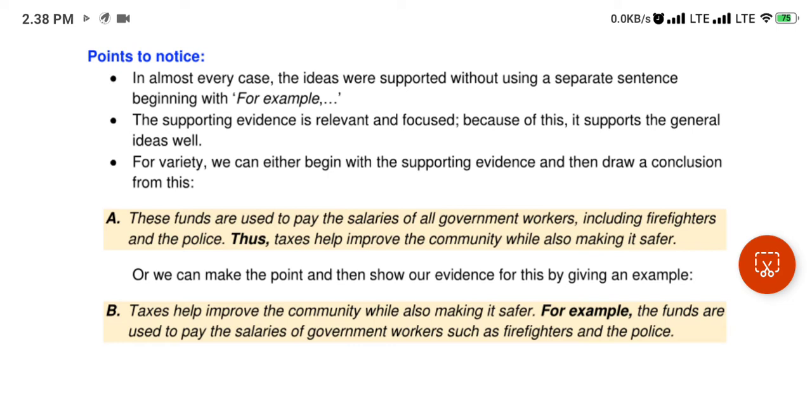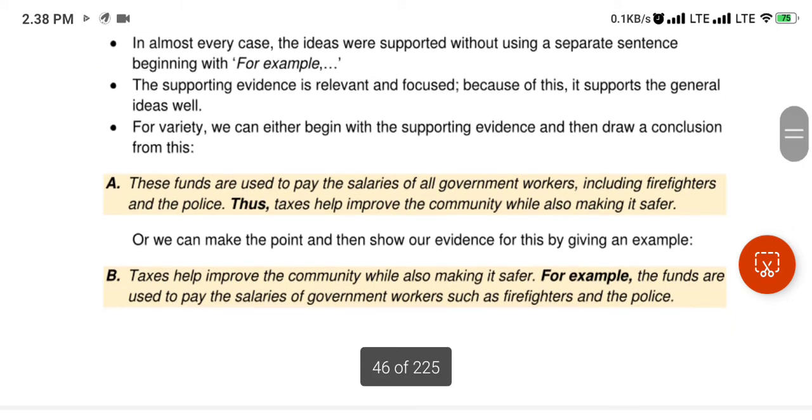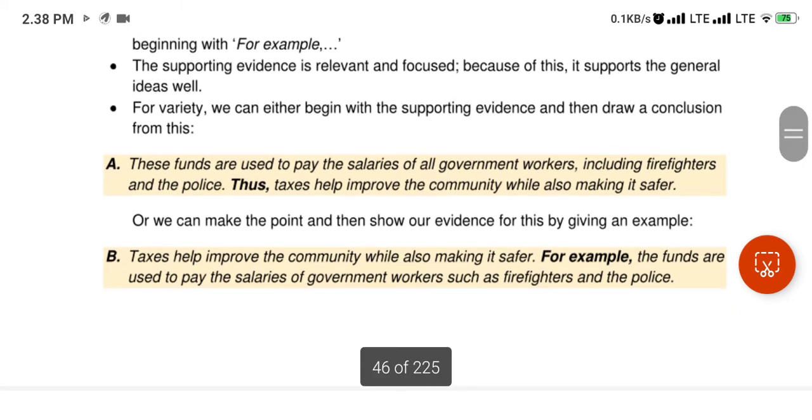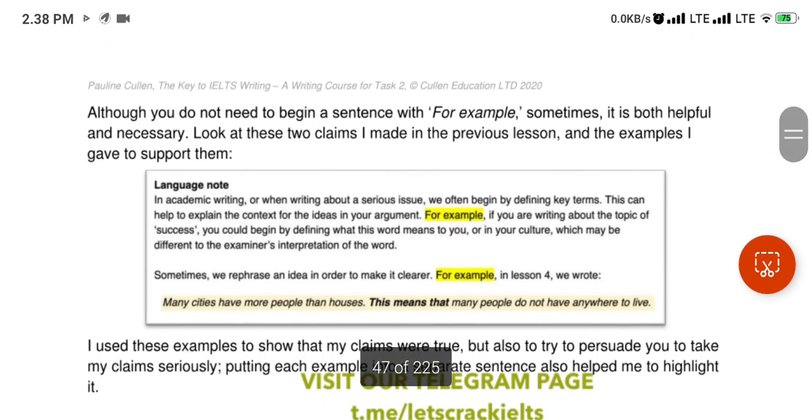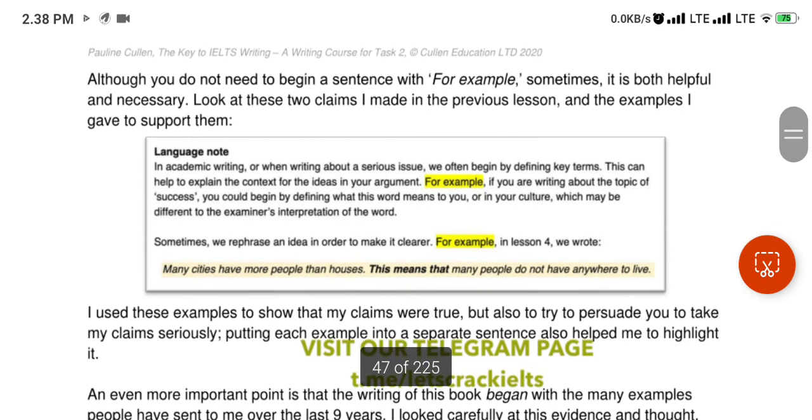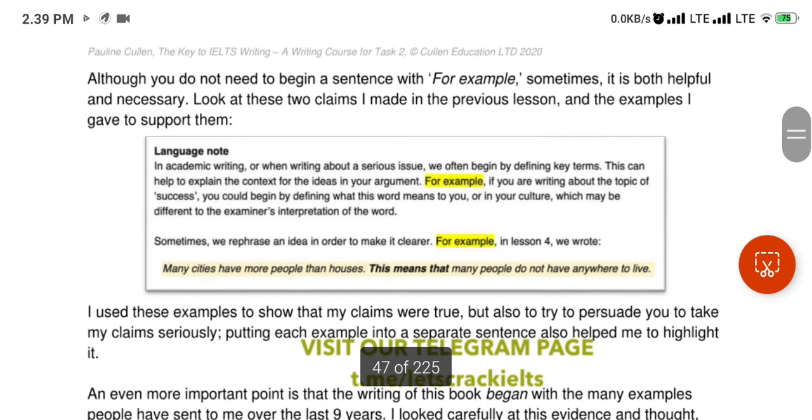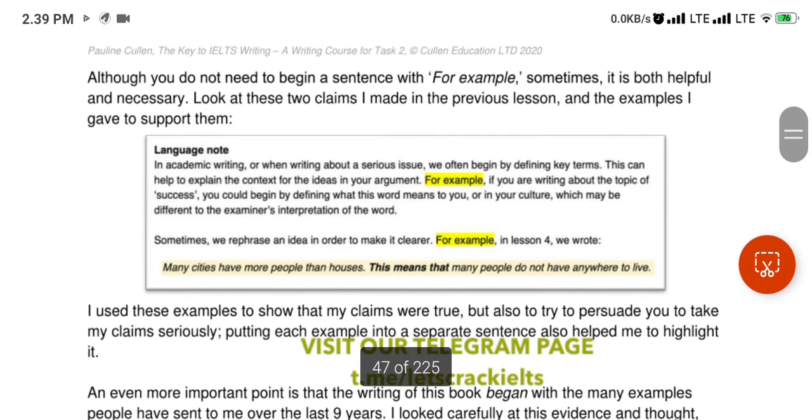Or we can make the point and show our evidence for this by giving an example. Taxes help improve the community while also making it safer. For example, the funds are used to pay salaries of government workers such as firefighters and the police. Although you don't need to begin a sentence with "for example", sometimes it's both helpful and necessary. Look at the claims I made in the previous lesson and the examples I gave to support them.